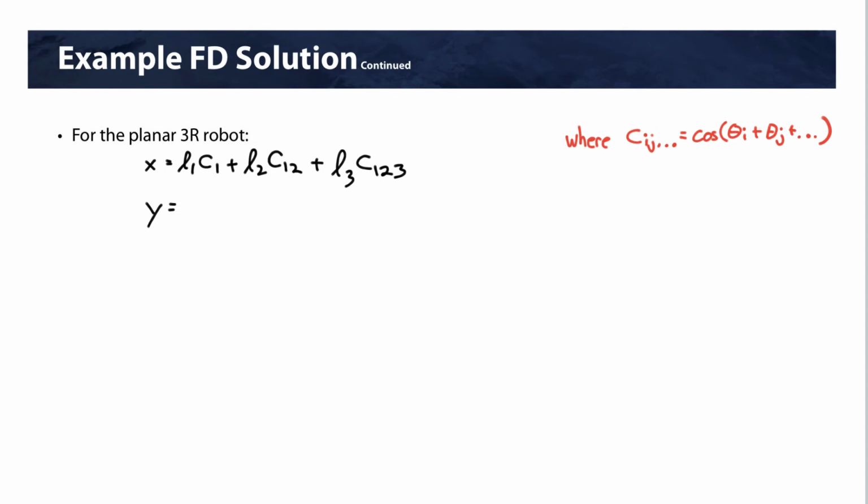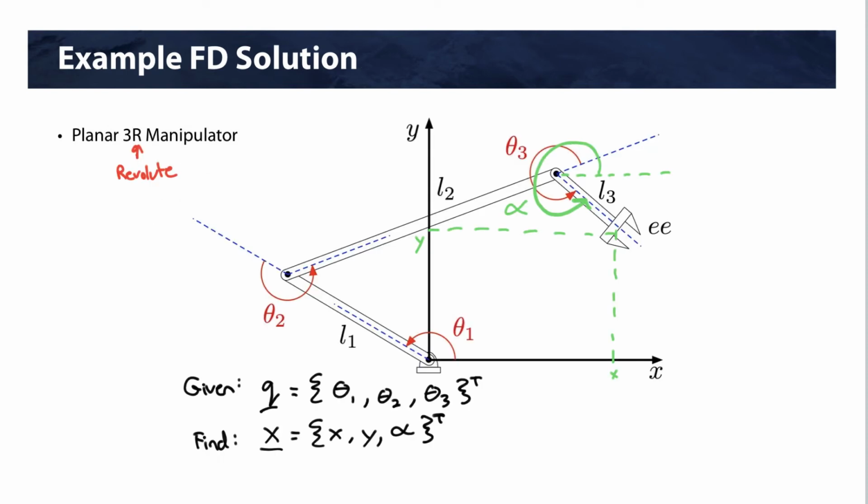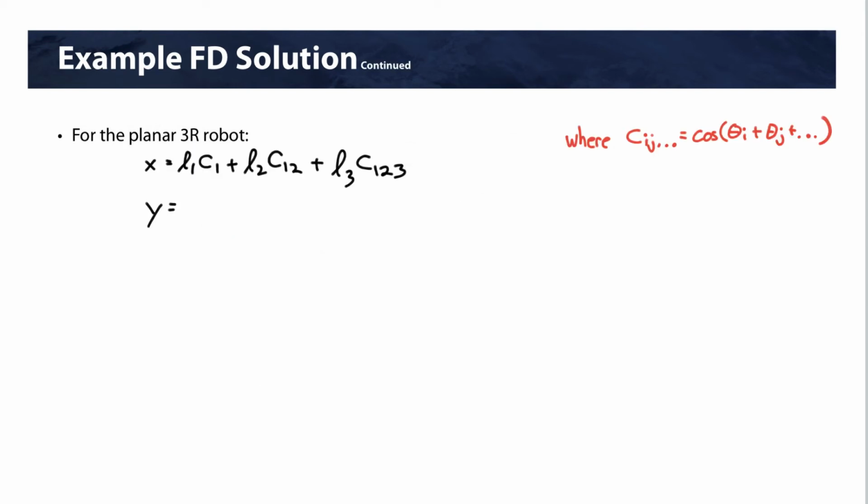Next, we want to do the Y, and we can do something very similar, except now we're projecting our link lengths onto the Y axis. So we're going to use sine. This first projection will be L1 times sine theta 1. So we're going to have L1 S1, where S1 denotes sine of theta 1, so we'll make a little note here. Sij would be sine of theta i plus theta j plus whatever number of joints we have here.